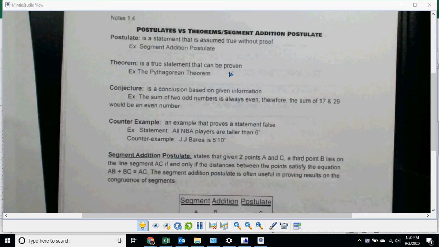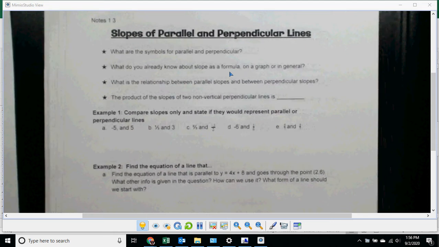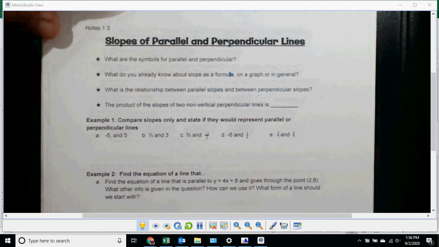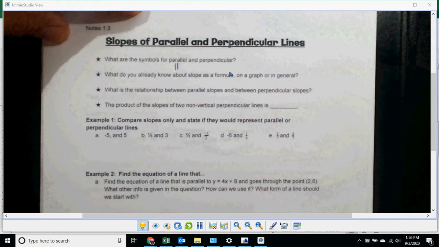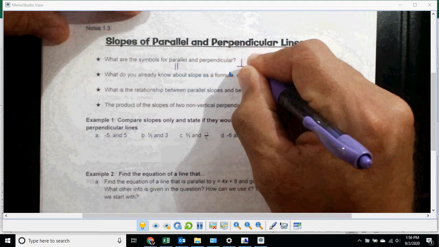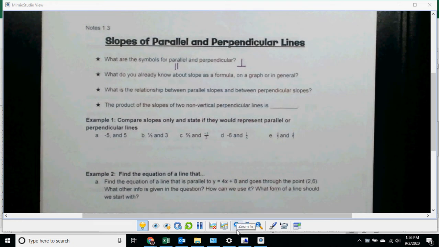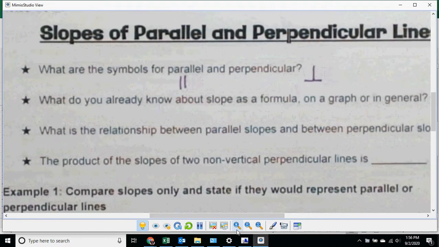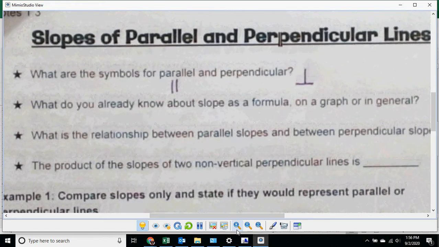Parallel and perpendicular lines. All right. So some of this stuff you should remember from Algebra 1, but we are going to recap it again just in case. So what are the symbols for parallel and perpendicular? Parallel is just two lines together like that, and perpendicular is like an upside down T. Let me go ahead and zoom in one more time for you. See if that helps us out at all. So this is parallel and this is perpendicular.